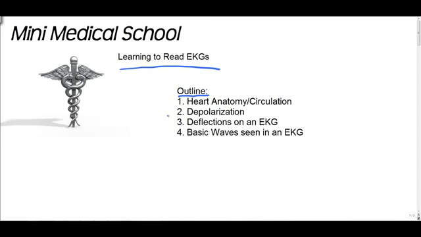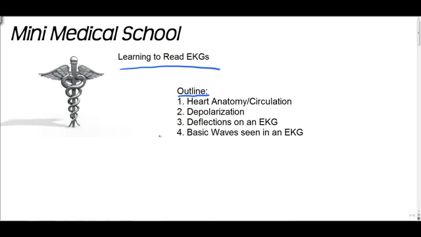Today's lecture has to do with learning to read EKGs. The outline for today's lecture will be understanding heart anatomy and circulation, understanding what depolarization means and how it occurs in the heart, looking at deflections on an EKG, and understanding the basic wave patterns seen in the EKG. Understanding these basic concepts will help you tackle any complicated EKG.